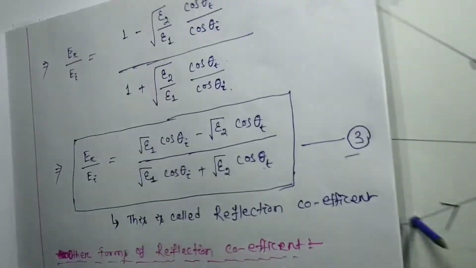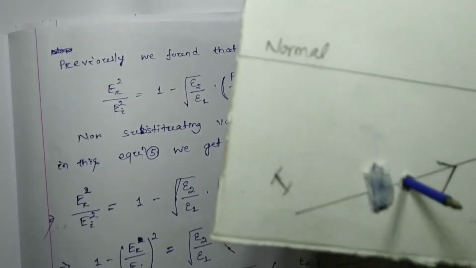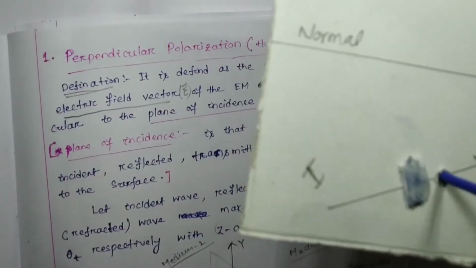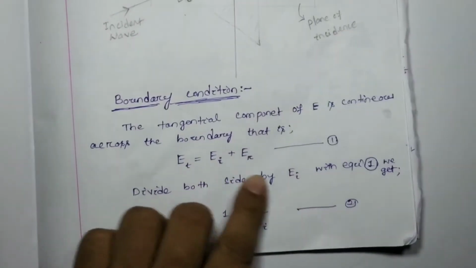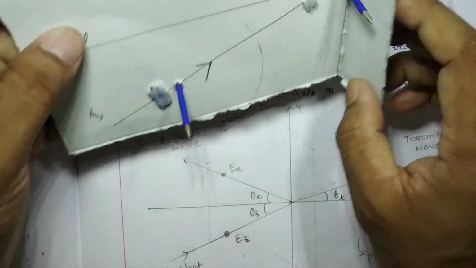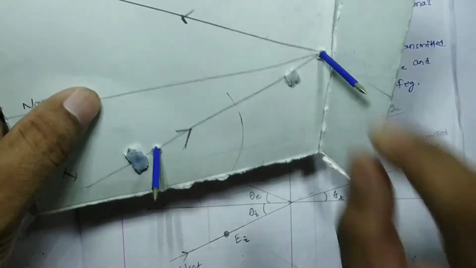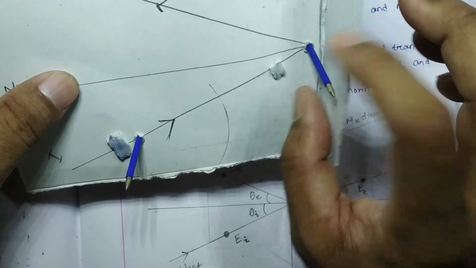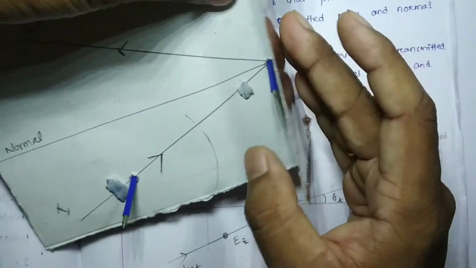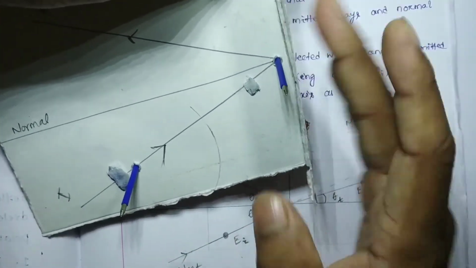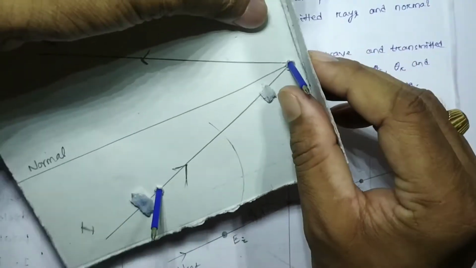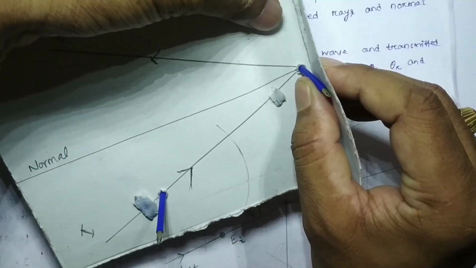In our last class what we wrote was Ei plus Er equal to Et, because whatever electric component is moving towards the interface, the same component is tangential to the interface. This is tangential, fully tangential, right?